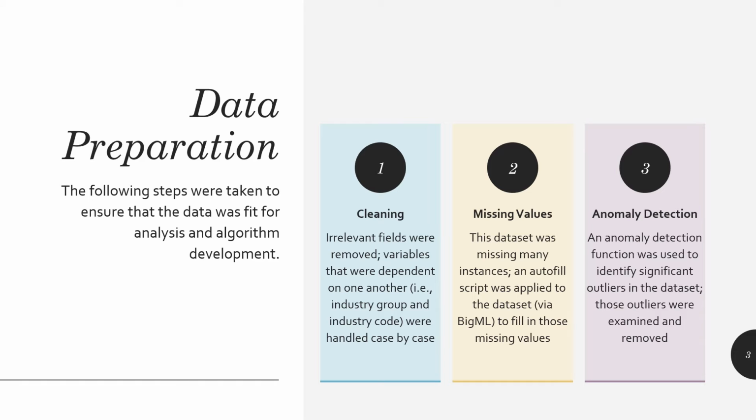After that, we looked at the missing values. This data was missing a lot of instances. So an autofill script was applied to the data set within BigML to fill in those missing values. And finally, we ran an anomaly detection function via BigML once again to identify significant outliers. Those outliers were examined and removed case by case.